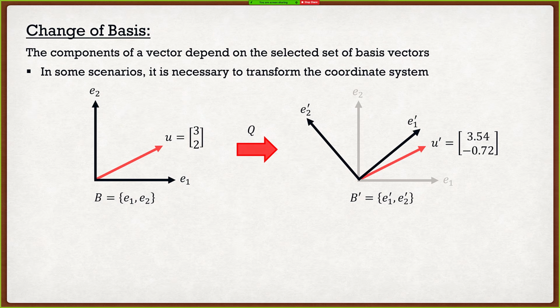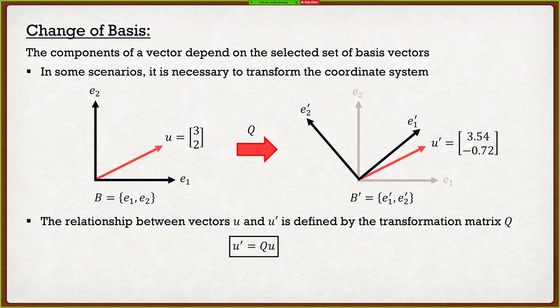So now U prime is not equal to (3, 2). It's equal to (3.54, -0.72). So the question becomes, what is the relationship between U and U prime? Well, it's very easy to see that there is a nice relationship where U prime is simply Q, which is our coordinate transformation matrix, multiplied by our original vector U from the original basis set.